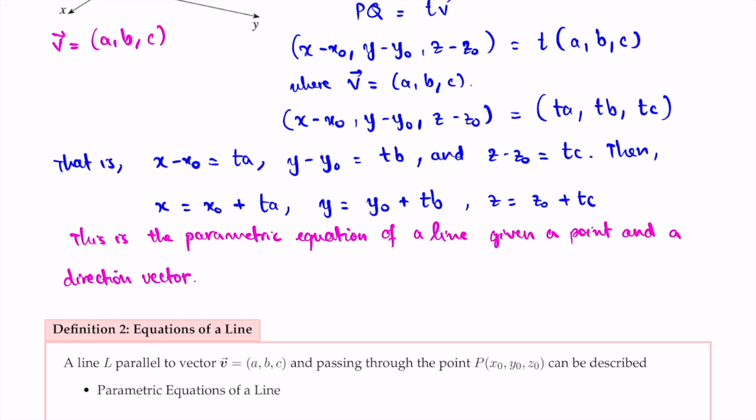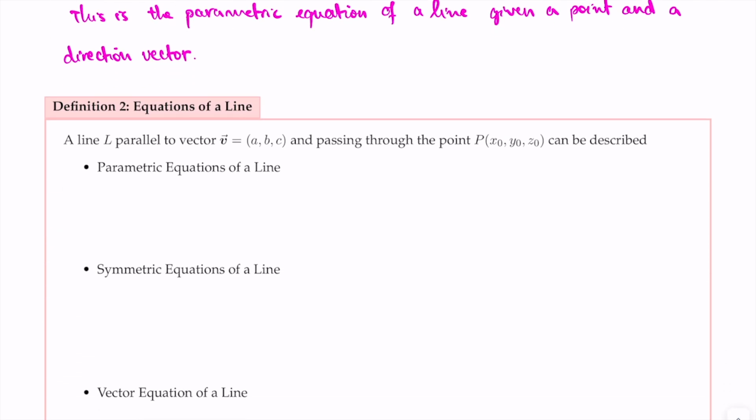Now I'm going to write out a more formal definition for the parametric equations of a line. So a line L parallel to a position vector V = ⟨a, b, c⟩, and passing through the point P = (x0, y0, z0), can be described using the formula x equal to x0 plus a times t, y is equal to y0 plus b times t, and z is equal to z0 plus c times t for parameter t.